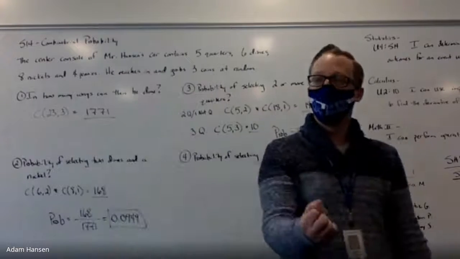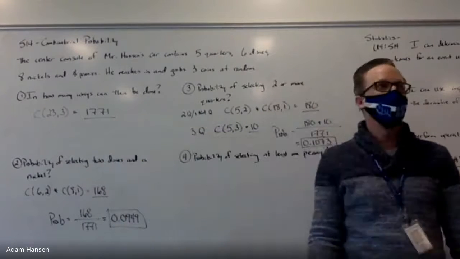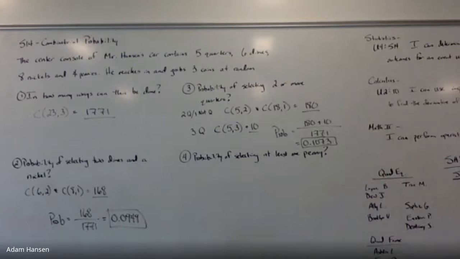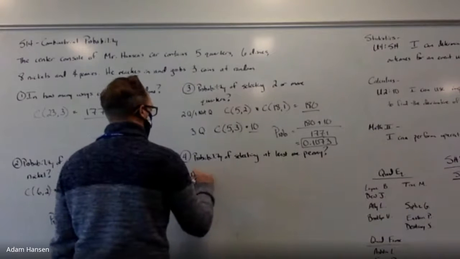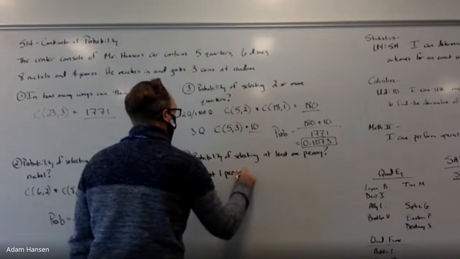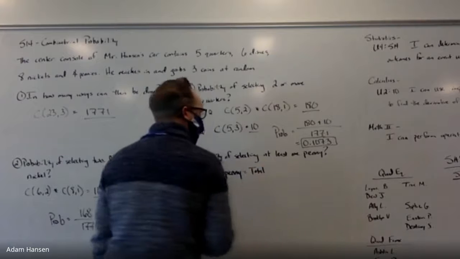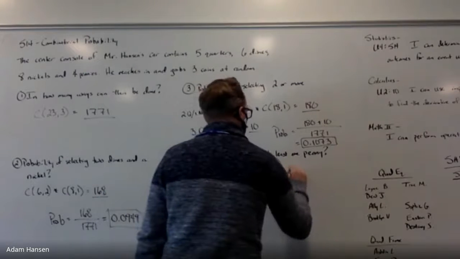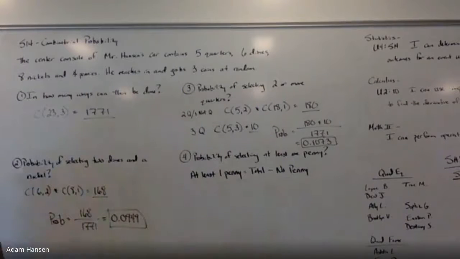And then subtract it from, well, not 1 in this case, all the total ways to draw them, right? I think I'd rather find that than doing 1, 2, and 3 pennies and adding them all together. So at least 1 penny is equal to the total number of draws minus the number of draws where no pennies would have come out.